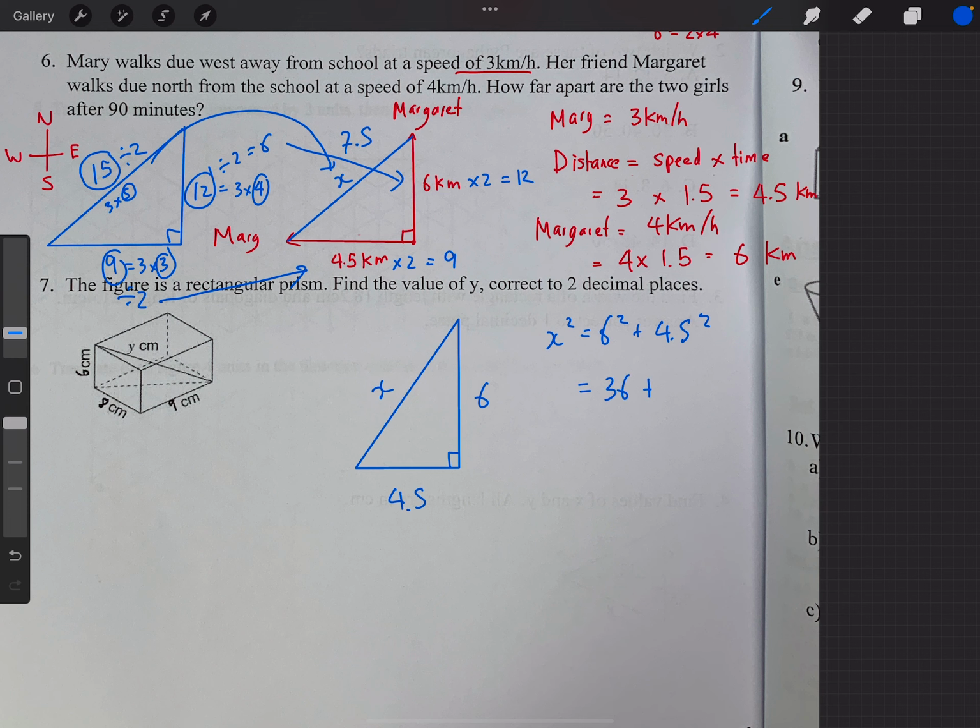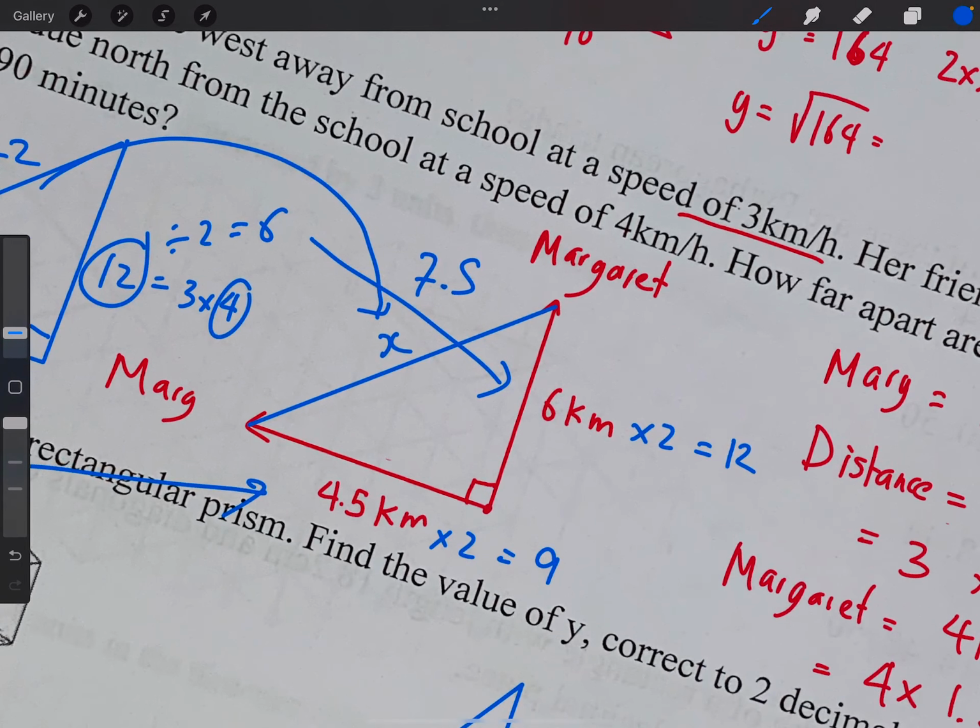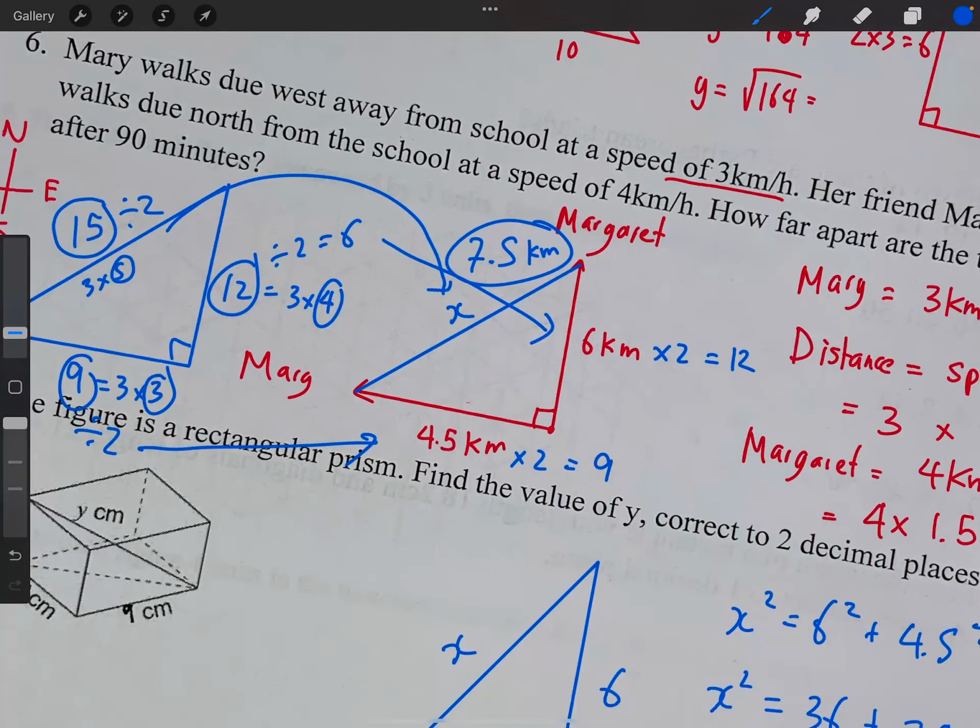Let me check what that is. That's 20.25, and if you add them together, it's going to be 56.25. So x is equal to the square root of 56.25, and you will get 7.5. Same thing, and this will be in kilometers. So that's the same as what I got here, 7.5 kilometers. That's the distance, how far apart they are from each other.